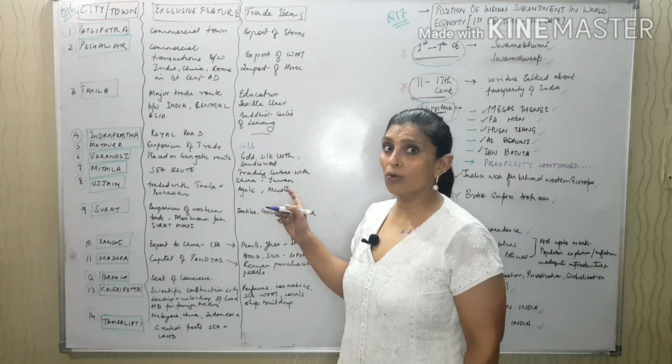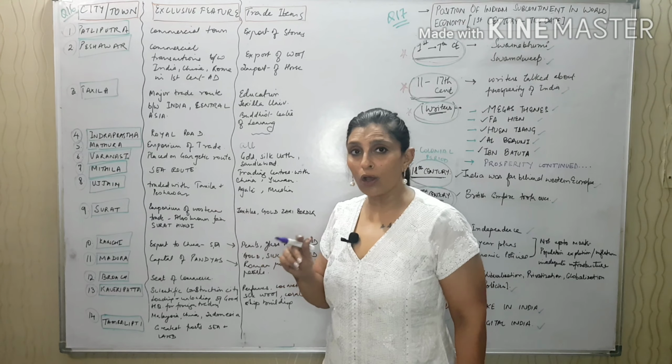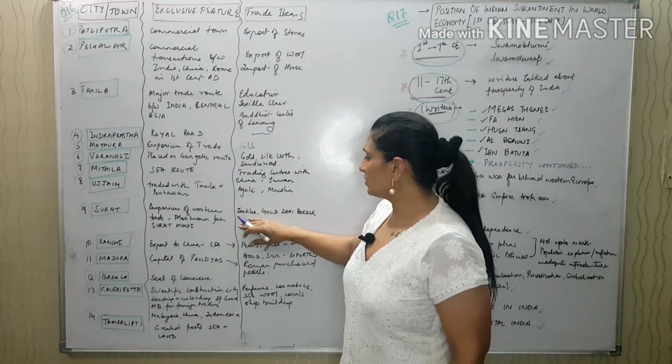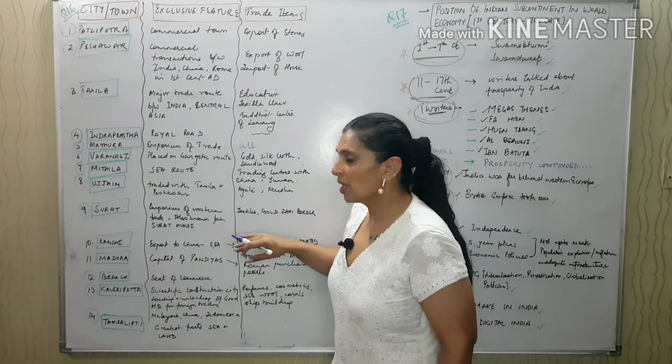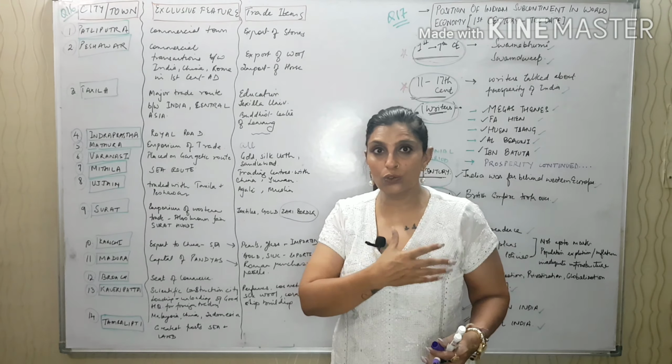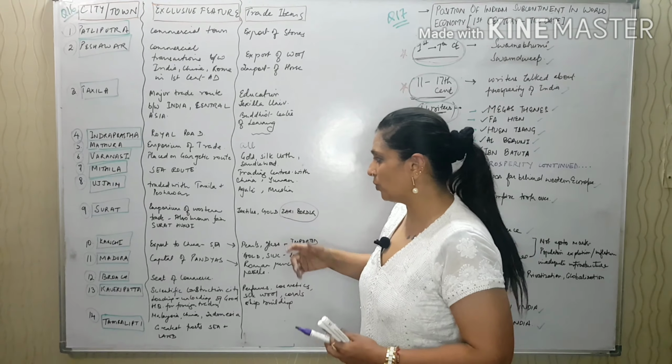Hundis we did just now, a document or instrument of trade. Then the traded items basically were textiles, gold zari and border. Gold zari border, what kings and queens used to wear with broad borders, the same gold zari.